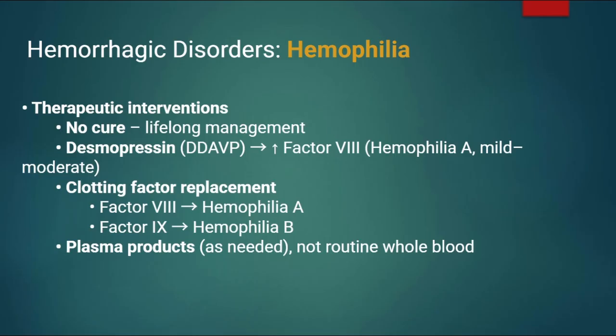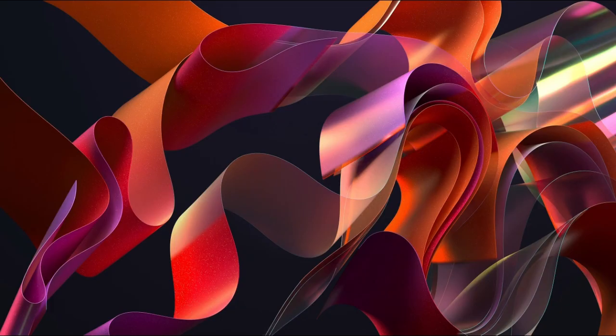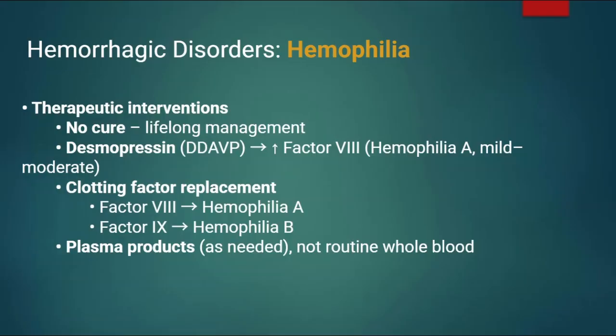The mainstay of treatment is clotting factor replacement. Patients with hemophilia A receive factor 8, while patients with hemophilia B receive factor 9. These clotting factors can be given regularly to prevent bleeding episodes or as needed when bleeding occurs. In emergencies or when factor products are not available, patients may receive plasma products, but routine whole blood transfusions are not the standard of care today. As nurses, it's critical to remember that these patients are at risk for life-threatening bleeding, even from minor injuries. Our role includes monitoring for bleeding, ensuring prompt administration of prescribed factor replacement, and teaching patients how to prevent injury.